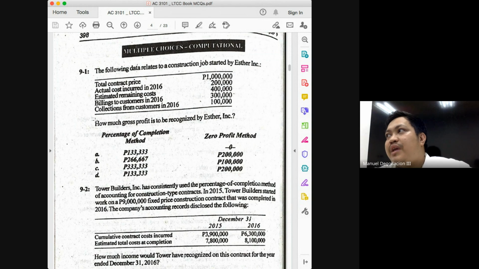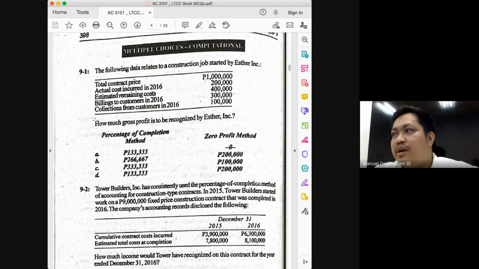And with that, class, we have the two things we need to solve for your expected gross profit. And again, what are the two things you need to solve for the expected gross profit? Contract price and cost at completion. Since we have these two, we can already solve for the expected gross profit. How much then is the expected gross profit? 400,000. And how did we get the 400,000? Contract price of 1 million minus the total cost or the cost at completion of 600,000.